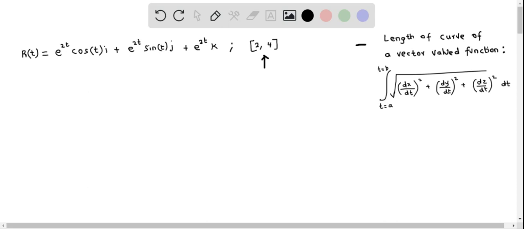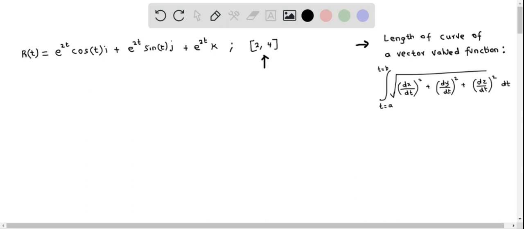So we can utilize this length of curve formula for a vector valued function, which is given by the integral from t equals a to b of the square root of (dx/dt)^2 plus (dy/dt)^2 plus (dz/dt)^2 dt.